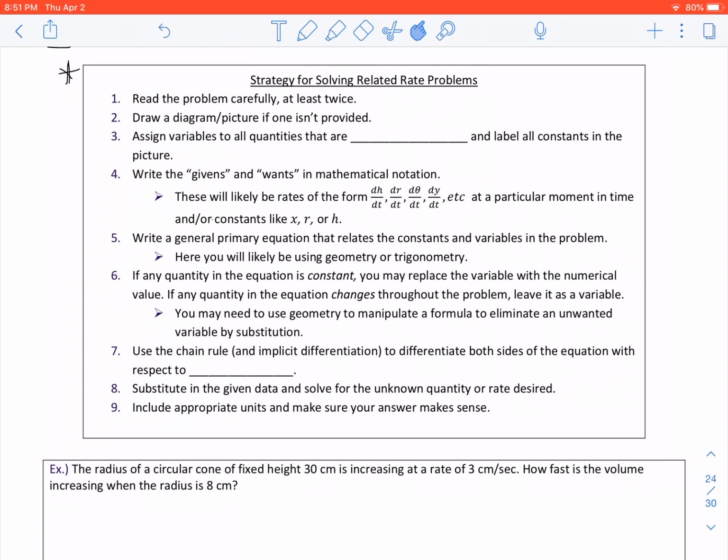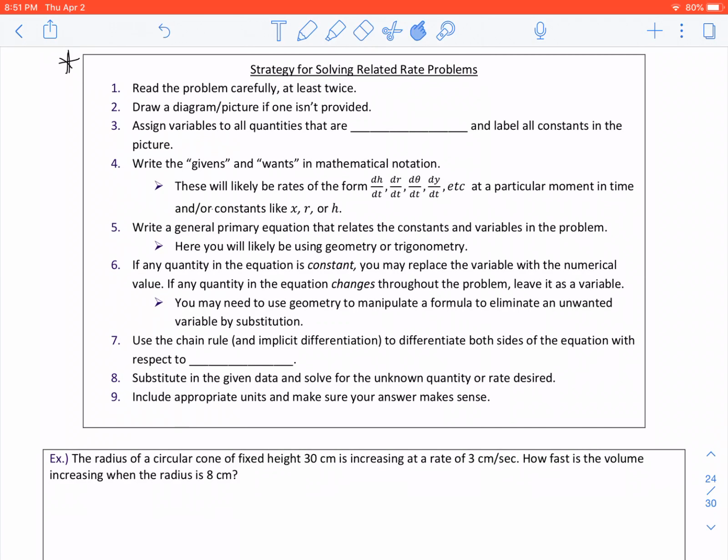So the first thing is read the problem carefully. I suggest reading it twice. So try to read the next example before we go through it. So pause the video and think about it before we actually talk about it together. Second thing is draw a diagram or picture if one isn't provided. Some of the problems do provide pictures, but a lot of them do not.